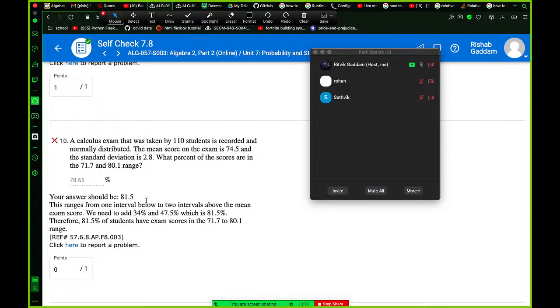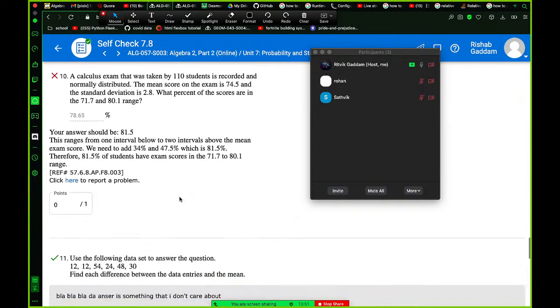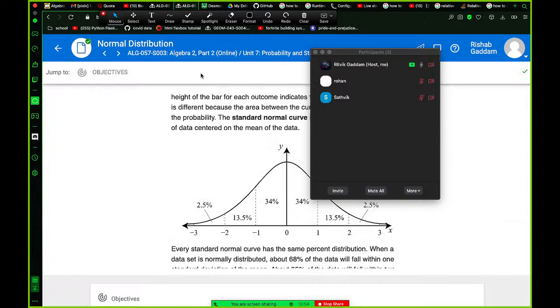The answer should be 81.5. Weird. This ranges from 1 interval below to 2 intervals above the mean exam score. So we add 34 and 47.5, which is 81.5. Therefore, 81.5% of the students have exam scores in the 71.7 to 80.1 range.